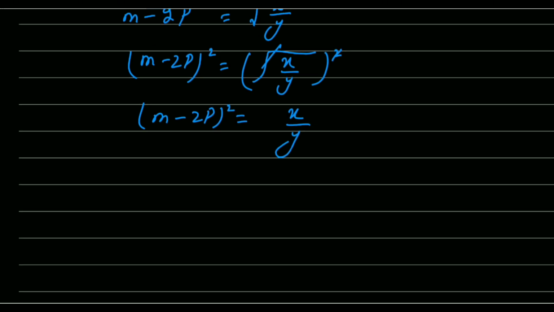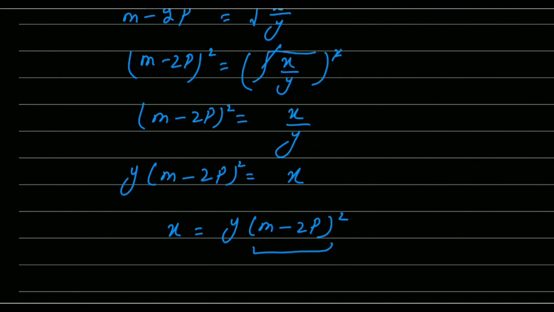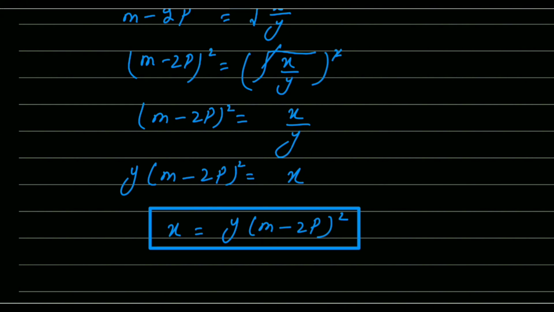As I have to make x the subject, y will be multiplied with m minus 2p whole square. So that is our answer. You can also write it like that. We always write the variable which we are going to make the subject on the left hand side. So x is equal to y into m minus 2p whole square. You can also open this bracket by using the identity a minus b whole square, but this answer is also okay. So here we made x the subject of the equation.